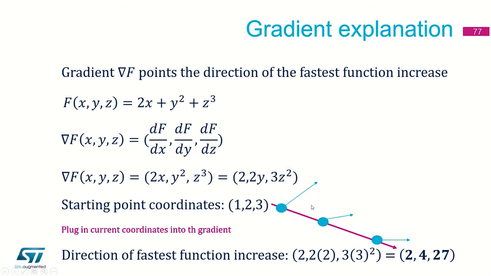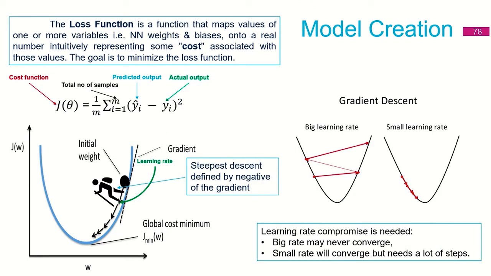So that was the gradient explanation, and now let's come back to the loss function. So what is loss function? Loss function maps the values of one or more variables, in our case neural network weights and biases, so really a lot of variables, sometimes billions of variables, onto one real number, which represents some cost associated with those values. And our goal is to minimize the loss function.